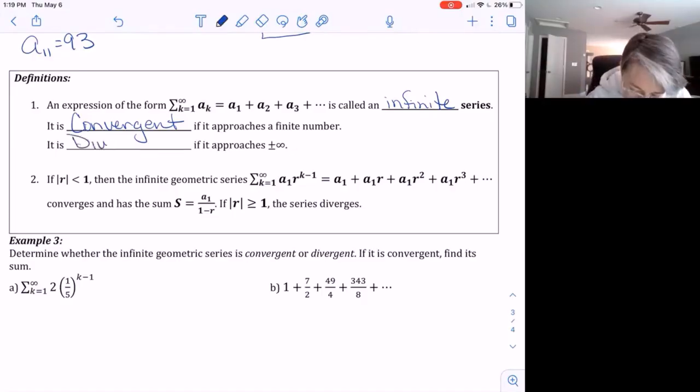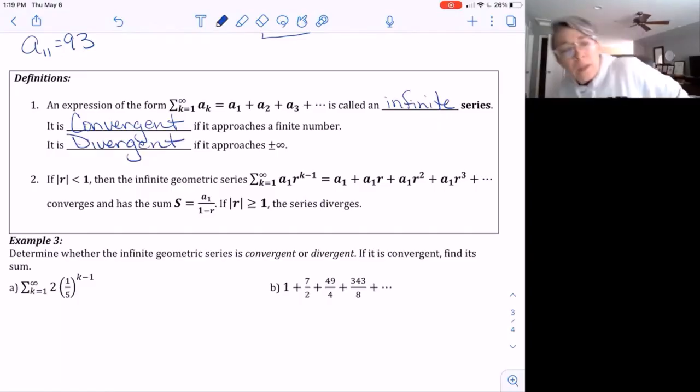If it is divergent, then it approaches either infinity or negative infinity, okay? So it keeps just getting bigger and bigger in one direction or another, okay?